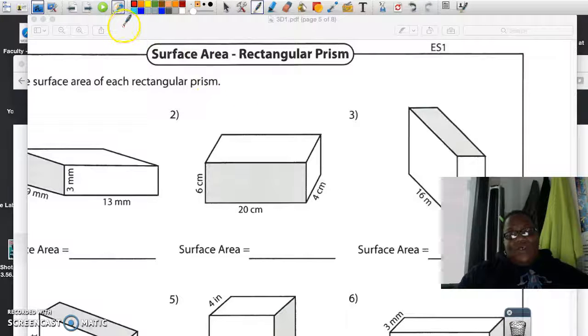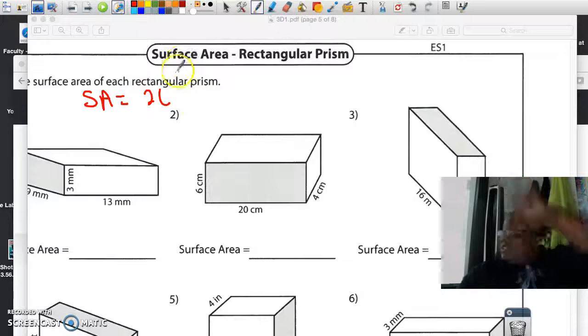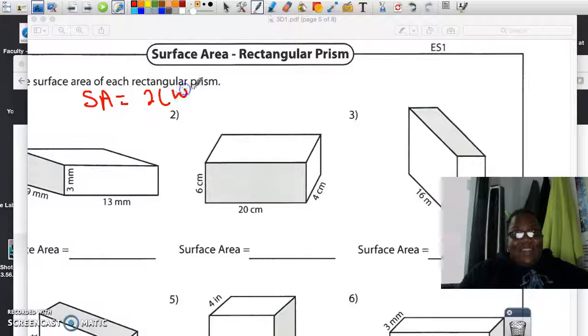The first thing that you always want to have is your formula for the surface area. The formula for surface area is surface area equals 2 times width times length, plus the height and the length, plus the height and the width. This is the formula for every single problem. Remember, when you have two numbers and letters beside each other, it means multiply, right?